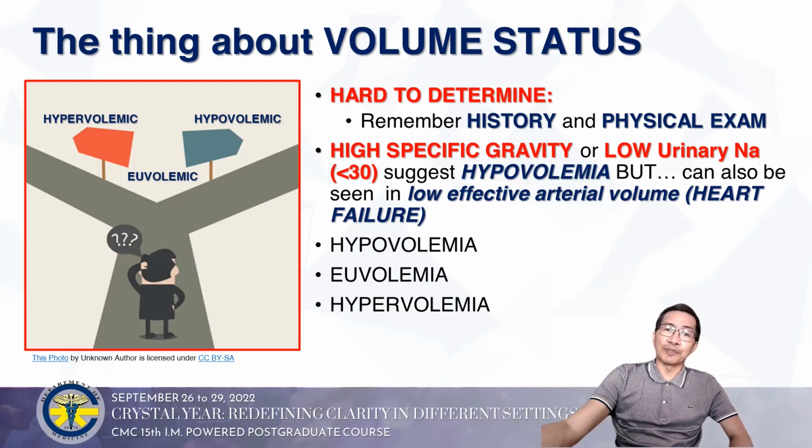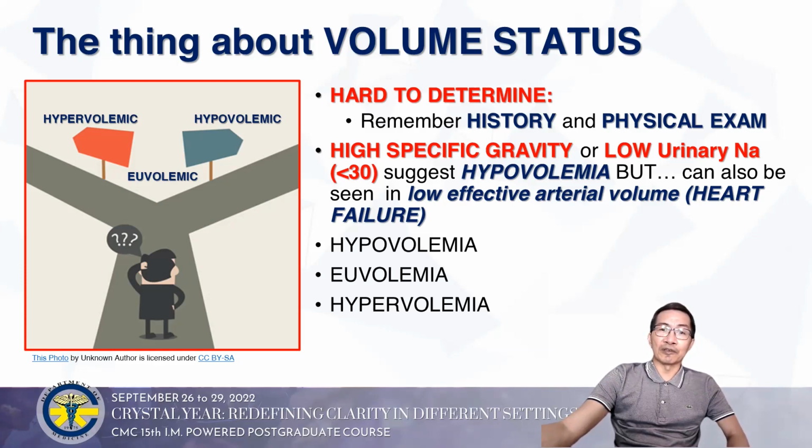Some clues as far as physical examination would be your skin turgor, your mucous membranes, or in some cases, looking at the inferior vena cava as well through ultrasound. A high specific gravity or low urinary sodium, less than 30 in this case, may suggest hypovolemia, but this can also be seen in states of low effective arterial volume, as in those in heart failure.